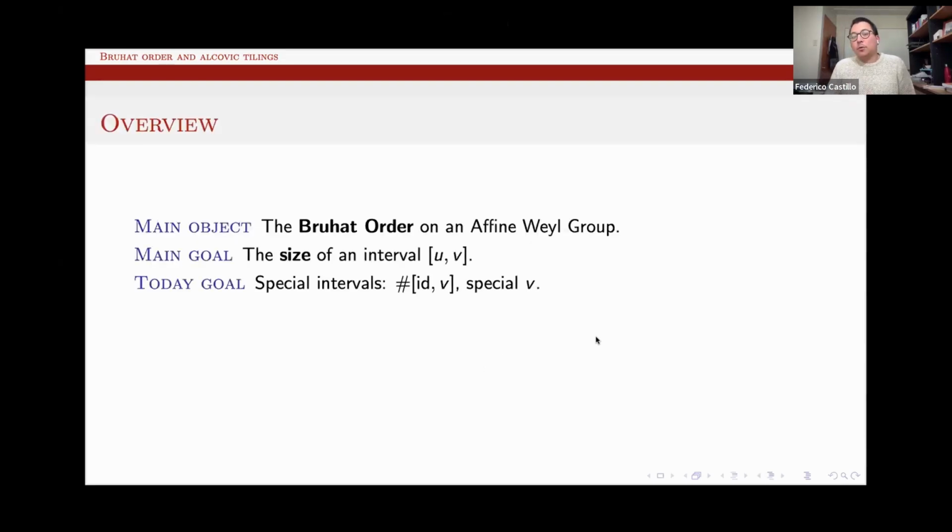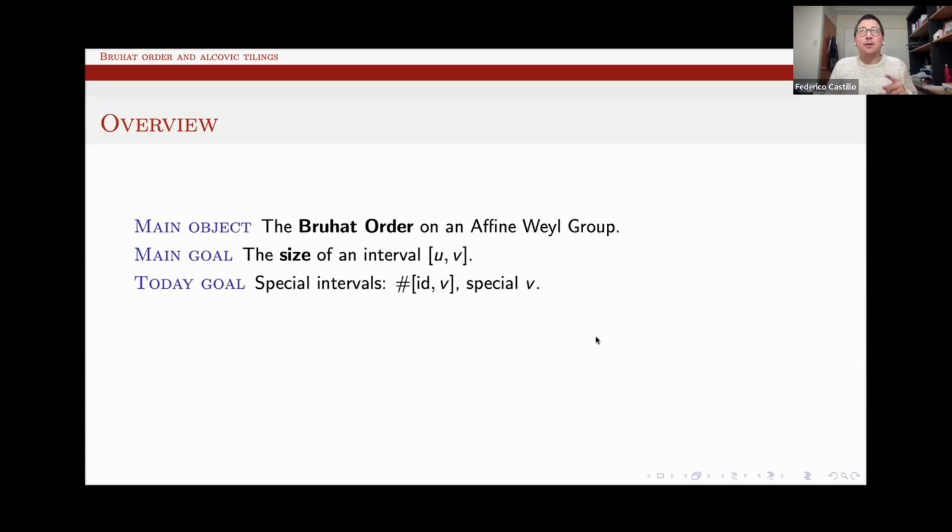So the main thing is that we're going to talk about the Bruhat order, which is a partial order on the elements of an affine Weyl group. We will see examples in a second. And what we care about in this poset are the sizes of intervals. So in general, you have two elements that are comparable. One is smaller than the other one. We can always define the interval, every element that lies between them. And I care about the size.